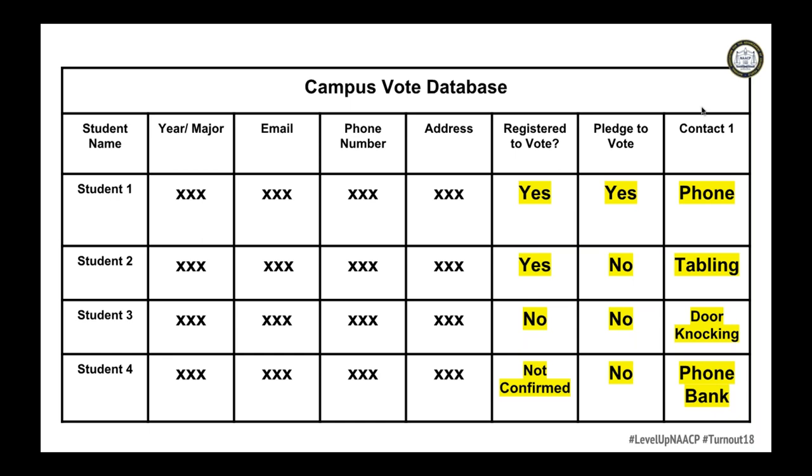So was it a phone bank? Was it tabling? Was it door knocking? Was it a one-on-one conversation? Did they come to an event that you have, right? Those are all great ways to make sure that you are tracking your voter contact.